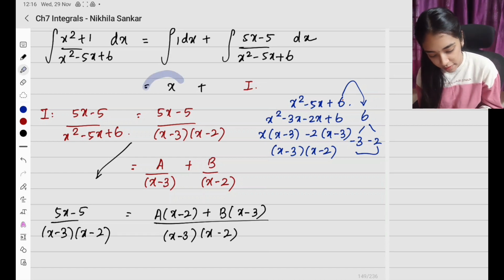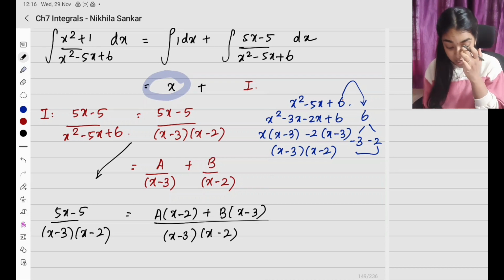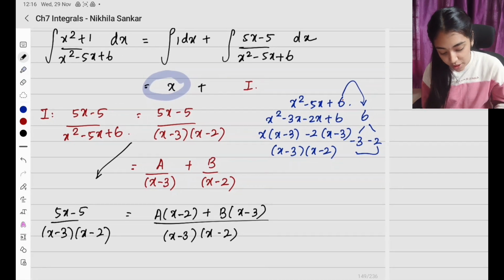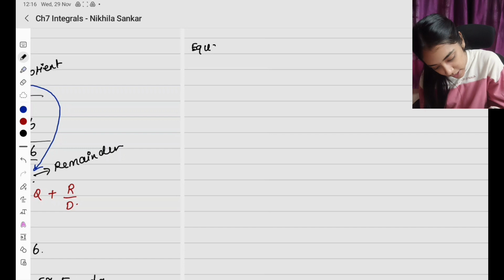Remember that you have x here. You have to add this in the final answer. x plus I is our final answer. So the denominators are equal. I'm going to equate the numerator. So equating numerator, what do I have?